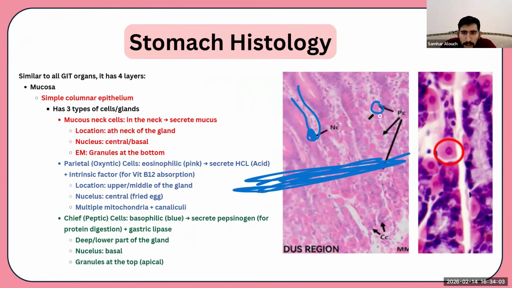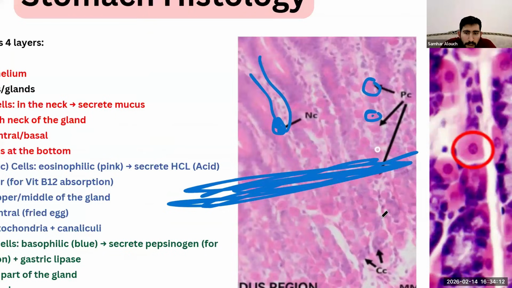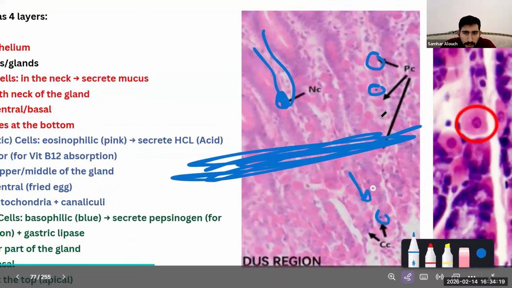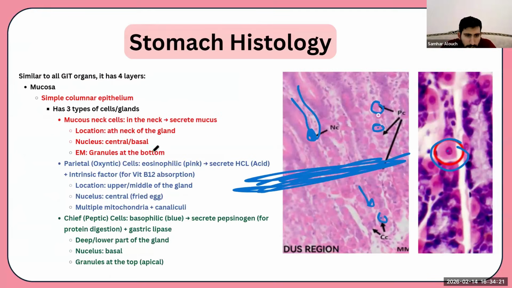As you can see, the nucleus is in the middle, fried egg appearance, and they are pink. Finally, we have the chief cells, which are on the lower part, and they are blue, and the nucleus is on the side. So this one is parietal cells because they are pink and they look like a fried egg, which has a nucleus inside.